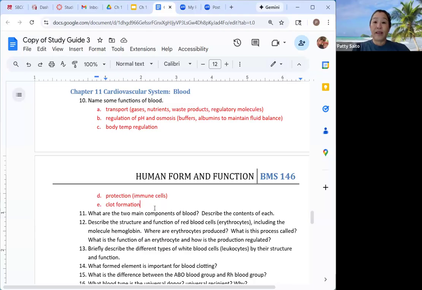Clot formation. Okay, we get a cut, we get a clot so we don't bleed to death. And there are clotting disorders. There are genetic disorders, hemophilia, where people don't have the proper clotting factors in their blood, and so they don't have that ability to clot. And then there's the flip side, right? Too much clotting can clog vessels and block blood flow to cells, and so those cells die. So that has to be balanced.